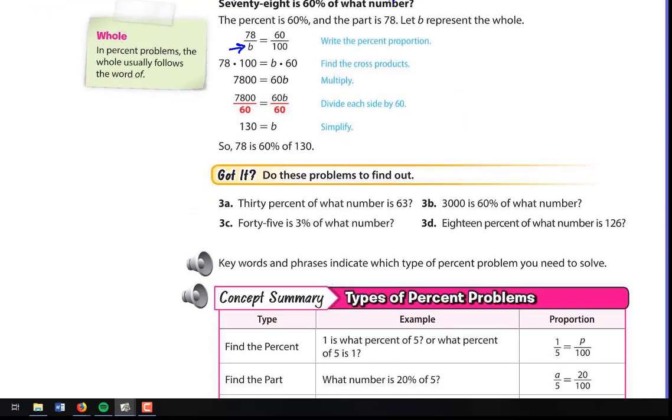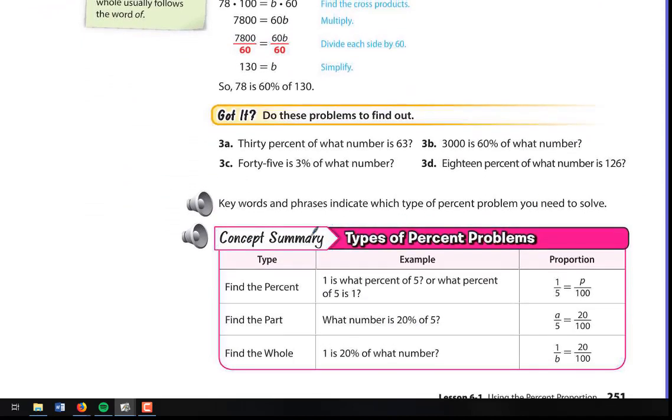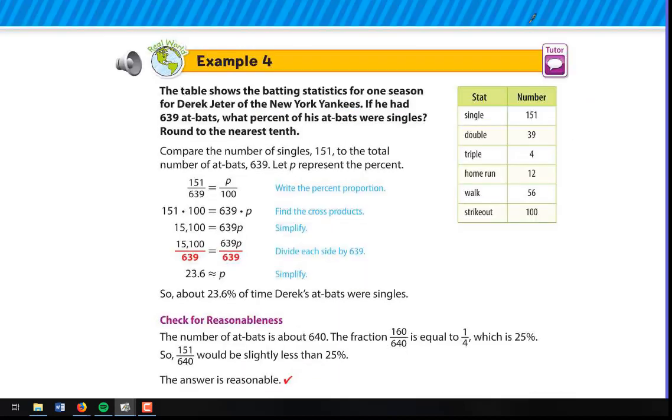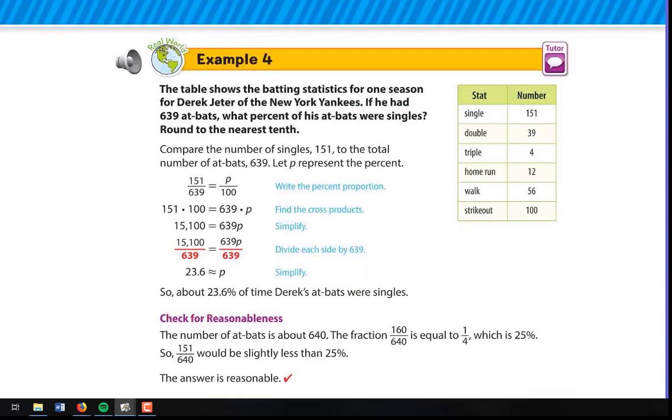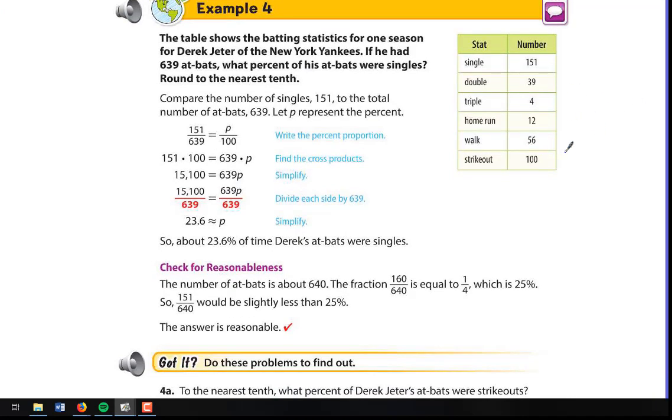All right, and again, Got It problems will be sitting on the website, Got It problem answers. So, types of percent problems: find the percent, find the part, find the whole. That gives you sort of a layout of the language. And then finally, an example that deals with doing all of this in a word problem.